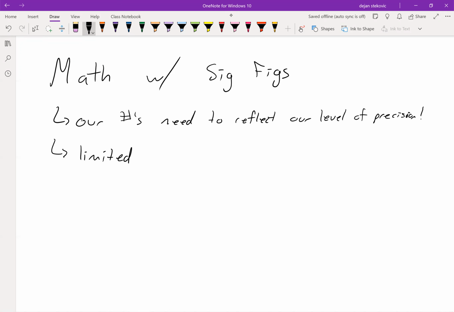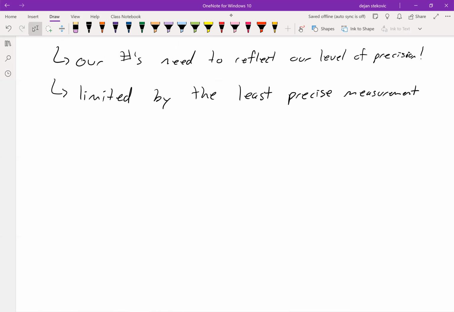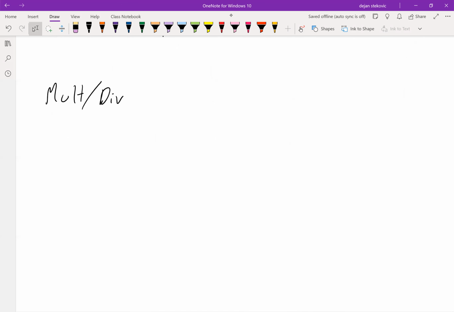So limited by the least precise measurement. And so let's take a look at how we're going to keep track of our sig figs and use them in mathematical operations. So let's take a look at multiplication and division first. They have the same rules. And when you're doing multiplication and division, it's based on the number of sig figs.